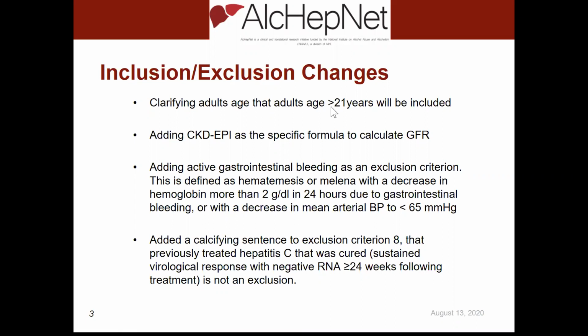We'll be adding active gastrointestinal bleeding as an exclusion criteria. This is defined as hematemesis or melena with a decrease in hemoglobin more than 2 in 24 hours due to gastrointestinal bleeding, or with a decrease in mean arterial blood pressure less than 65.